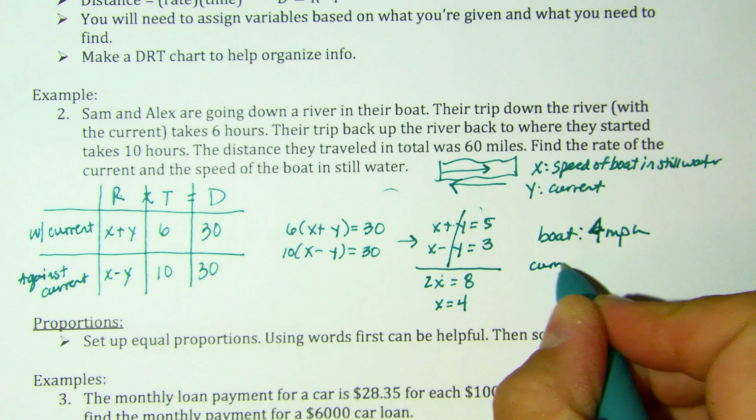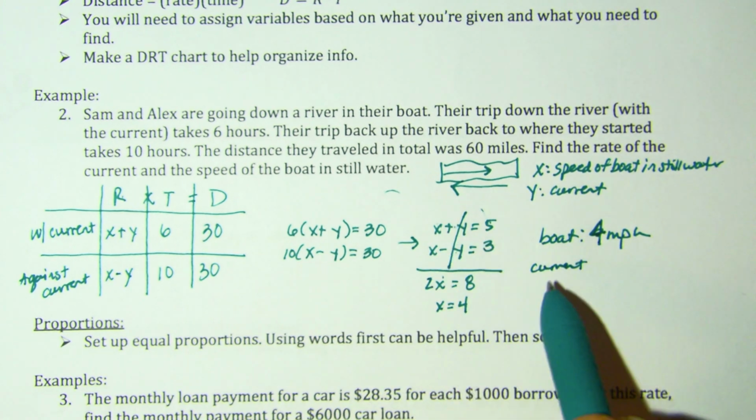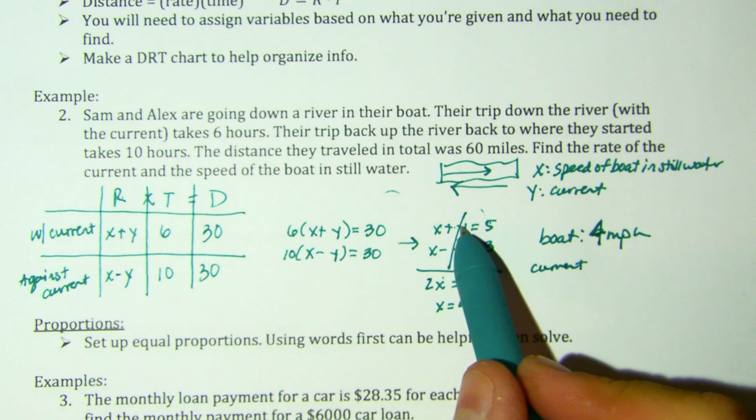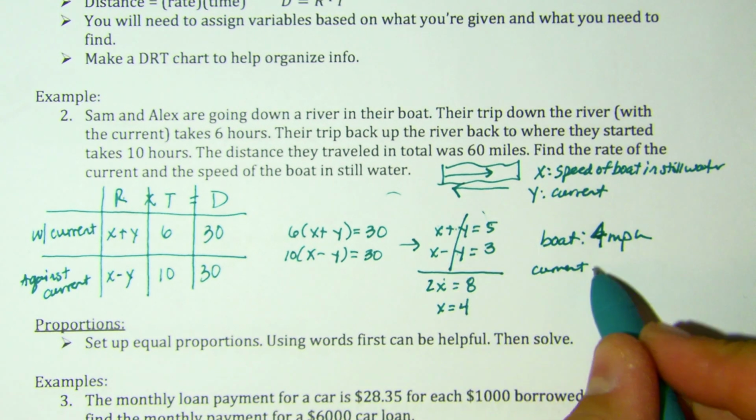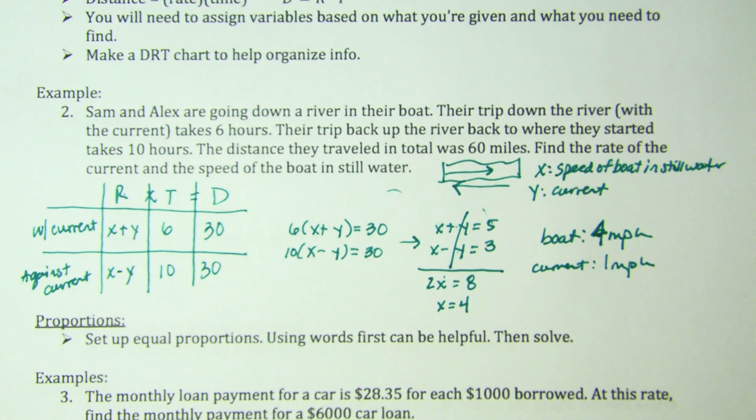And the current, well, if x + y is equal to 5, and x is 4, 4 plus what equals 5? Well, 4 plus 1. So the current is 1 mile per hour.